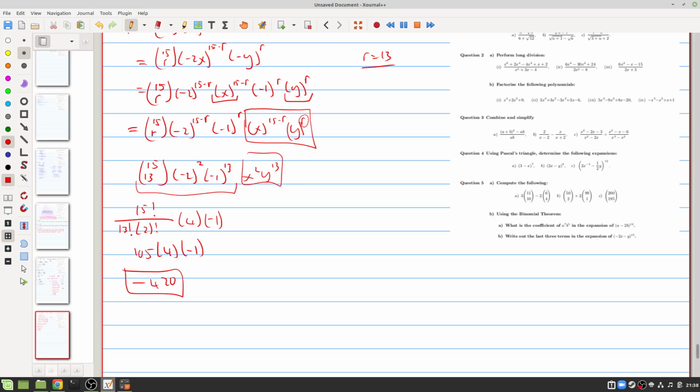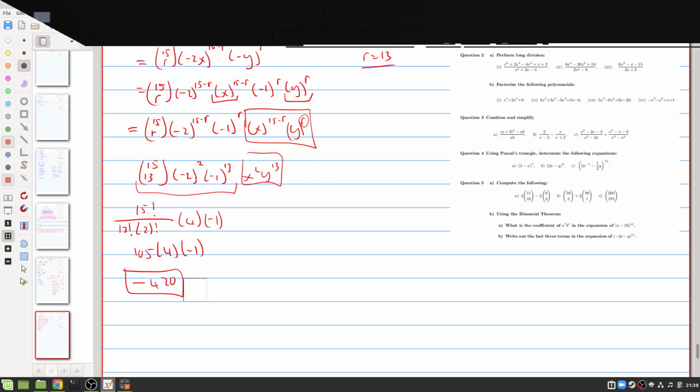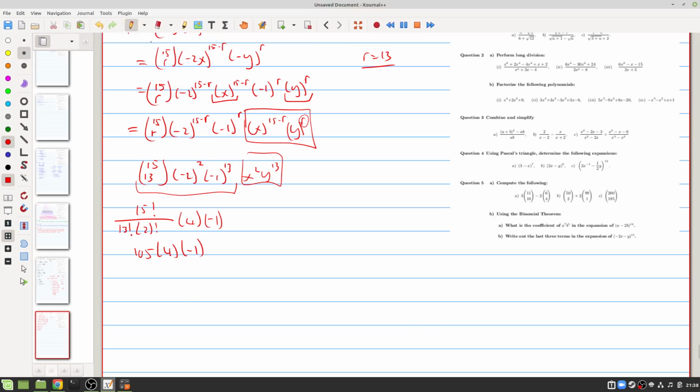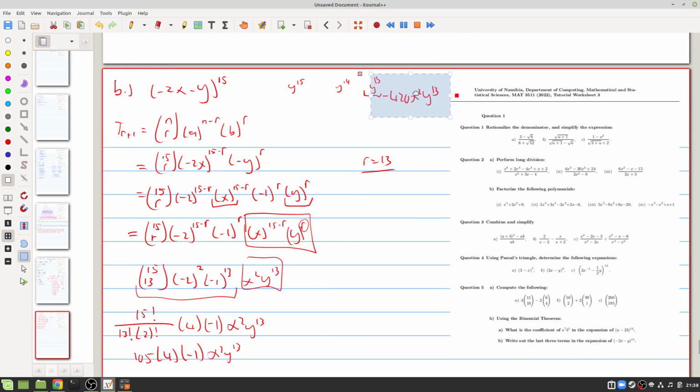So the whole term is this whole thing. Let me keep on writing the x squared y to the power 13. So that's going to be negative 420 x squared y to the power 13. So that is this term, right? The y to the power 13 term.